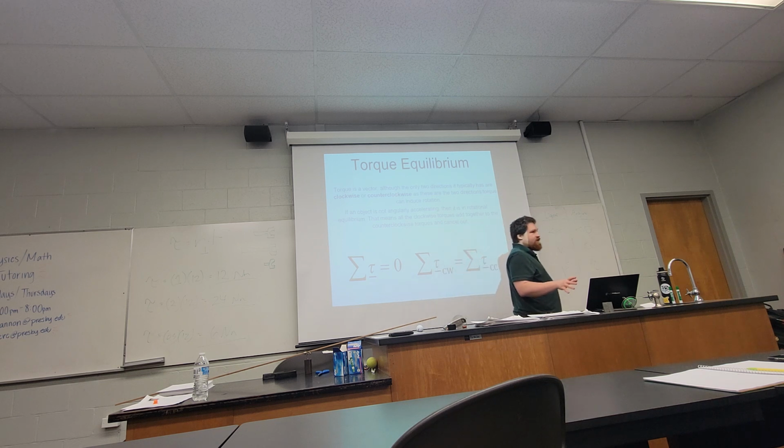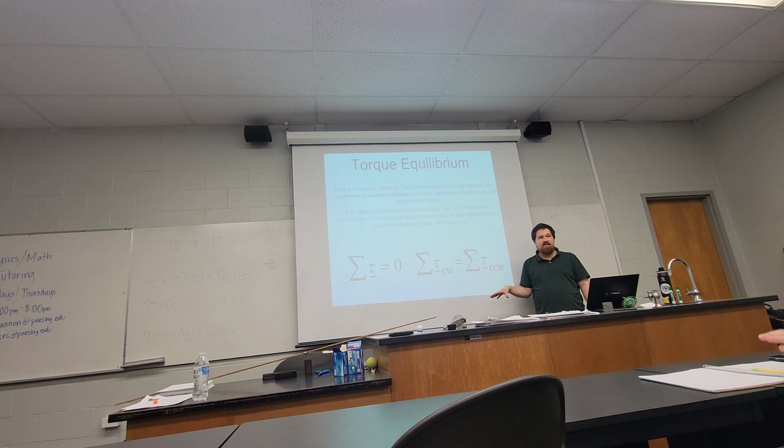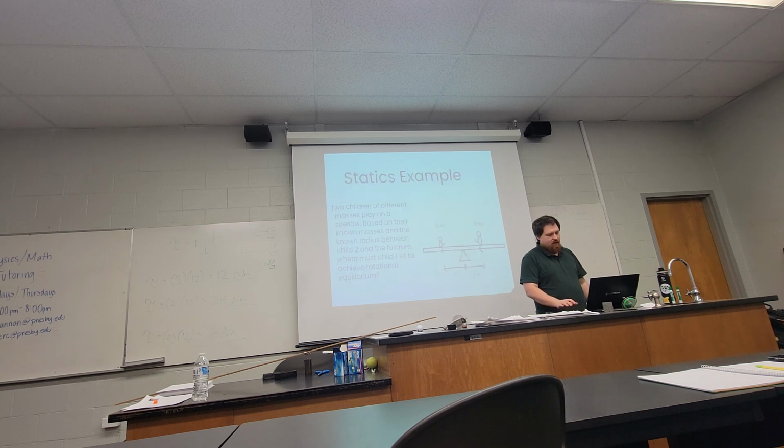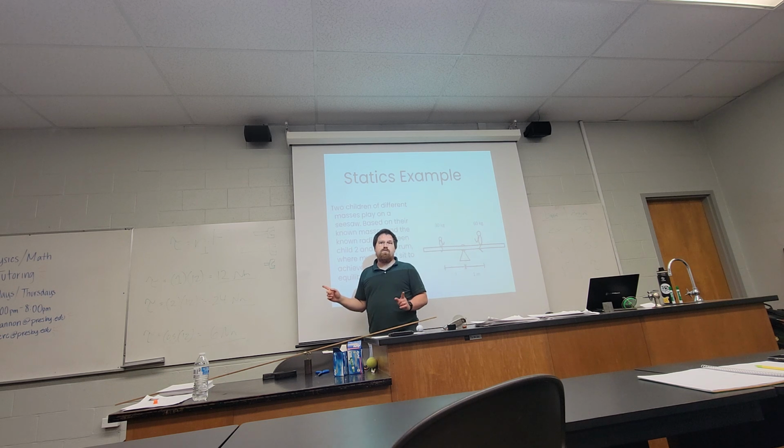But the main point is, if you want something not to spin, the torques have to be in equilibrium, the torques all have to cancel out, factoring in clockwise versus counterclockwise. And I'm going to show how to then use math to prove you guys right that this kid has to sit twice as far away. Questions before math? All right.